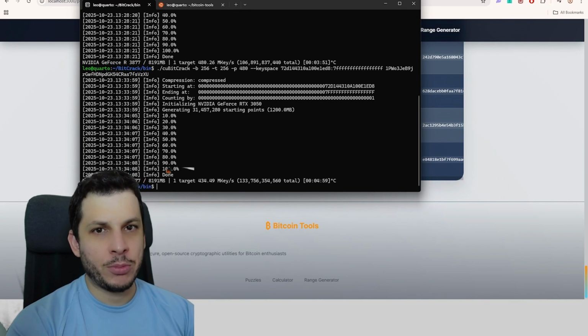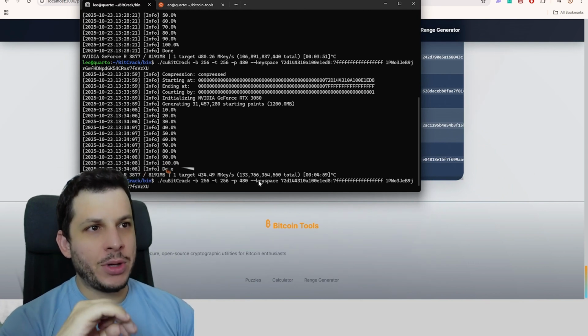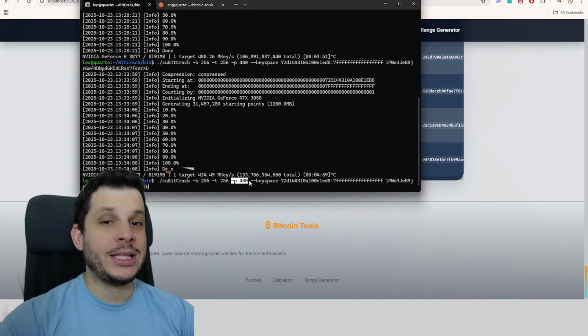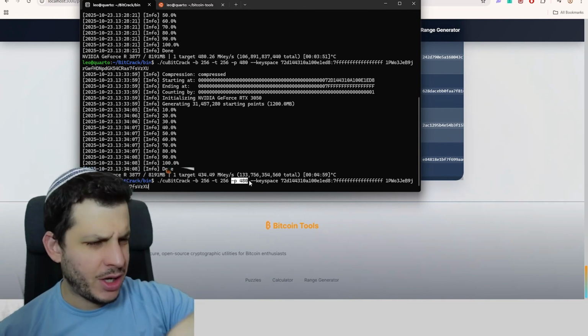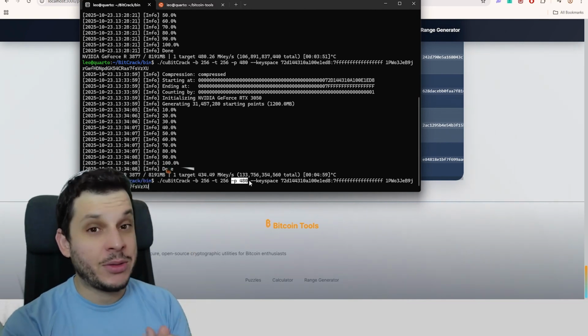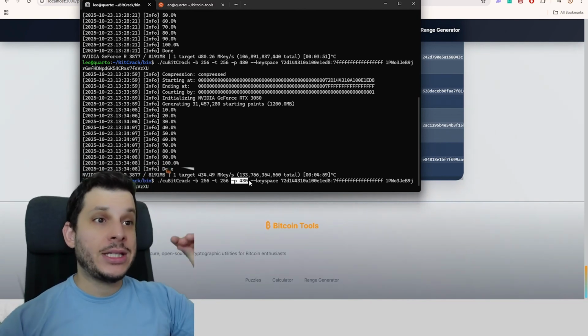I'm going to quickly stop the program here. And the secret is in this parameter right here. Look, the -P480. The person who gave me this tip was Andre Martins, who's already given several tips. This guy is really awesome. And this has something to do with threads.